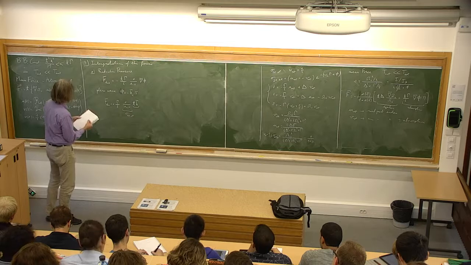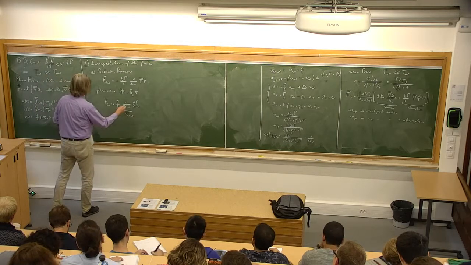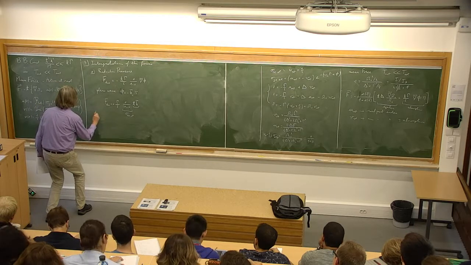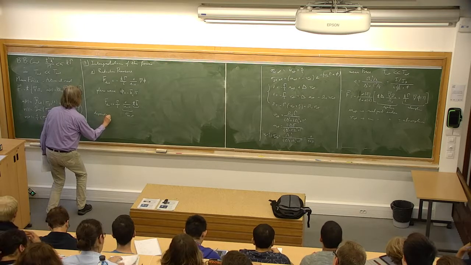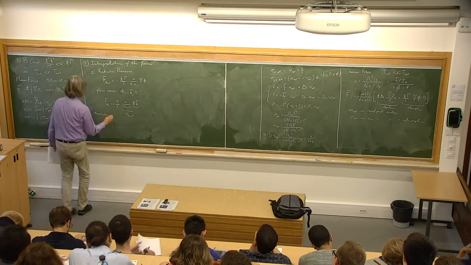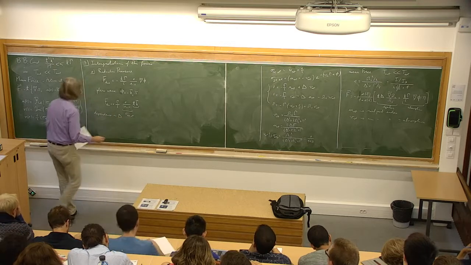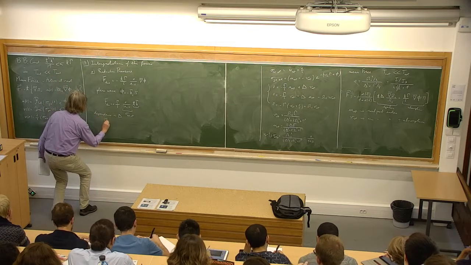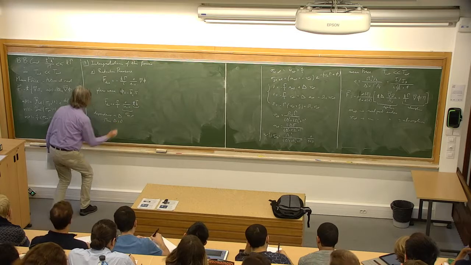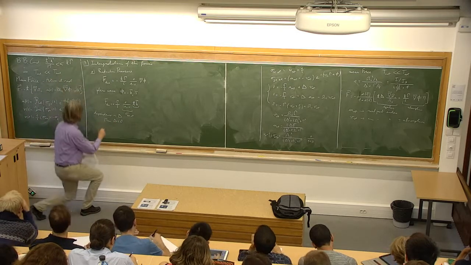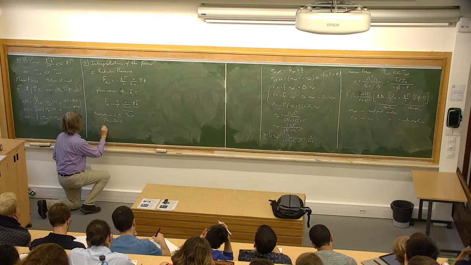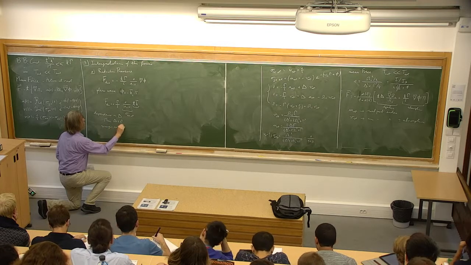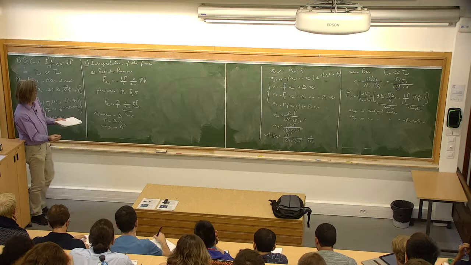So if you look at the dependence on detuning delta, you find that it is a Lorentzian, and so you have a maximum at resonance, and you have wings that go down as delta to the power minus 2.